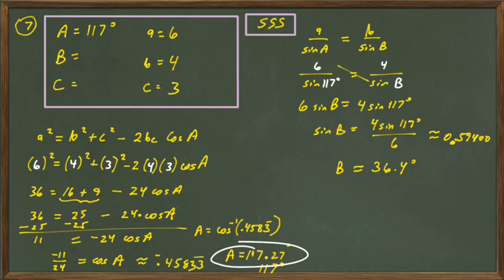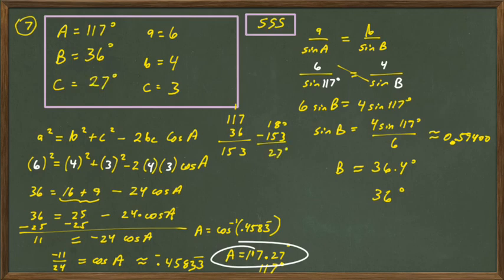What is that to the nearest degree? 36 degrees. If you add 117 and 36, what do they add to give me? 153, I think. And if I subtract 153 from 180, I think it's 27. Now is the smallest side opposite the smallest angle, and the largest side opposite the largest angle? So we have number 7 done correctly.